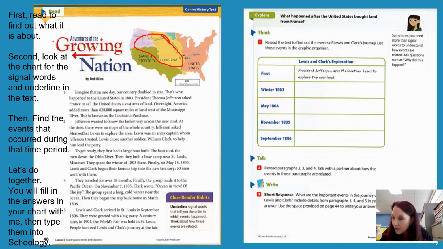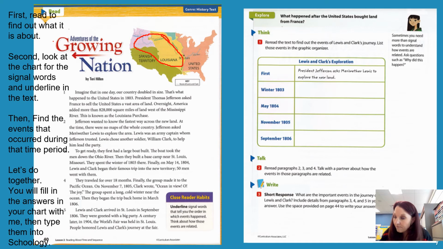Okay, paragraph 2. Jefferson wanted to know the fastest way across the new land. At the time, there were no maps of the whole country. Jefferson asked Meriwether Lewis to explore the area. Lewis was an army captain whom Jefferson trusted. Lewis chose another soldier, William Clark, to help him lead the party.